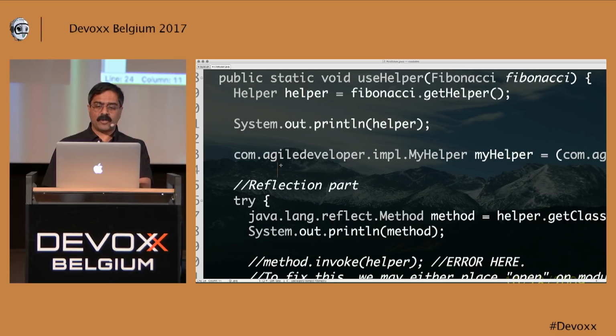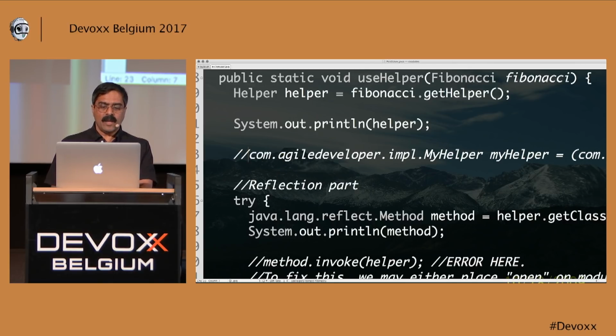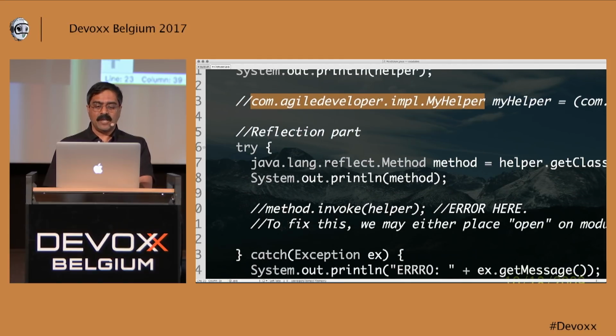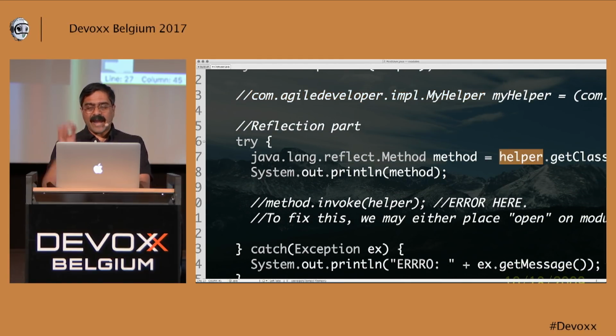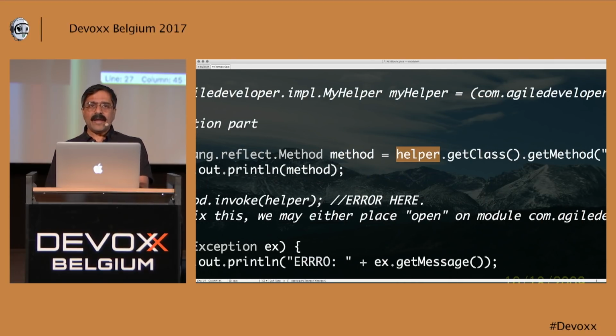Notice I go here to this code. I'm not accessing my helper now, but what I'm going to do is quietly use it using reflection. So notice I went to the helper and I said, hey, helper, do me a favor, please. You are an interface. Could you tell me what your class is? Yeah, I'll tell you. My class is my helper, but you're not supposed to know that.